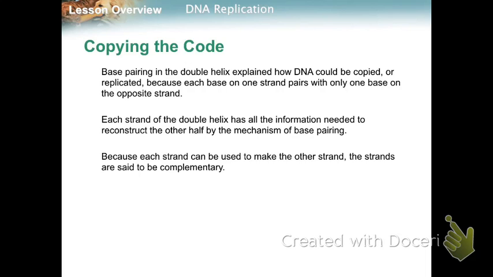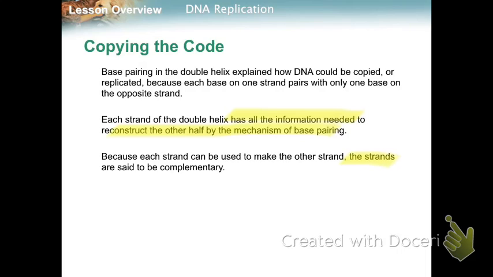The base pairing that we talked about, the straight line letters, the A matching up with T, and the curvy letters, the C matching up with G, those base pairing rules that were discovered by Chargaff explained how DNA could be copied because of that unique base pairing that happens. Each strand of the double helix has all the information needed to reconstruct the other half because of base pairing. I'll show you how that works.